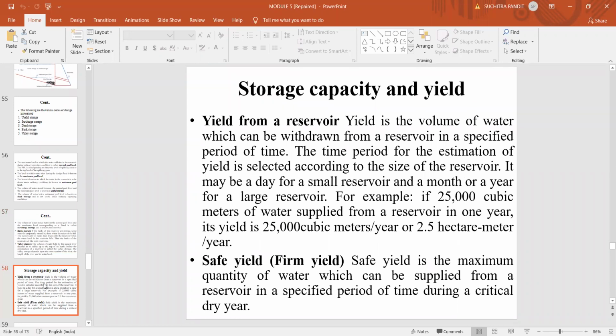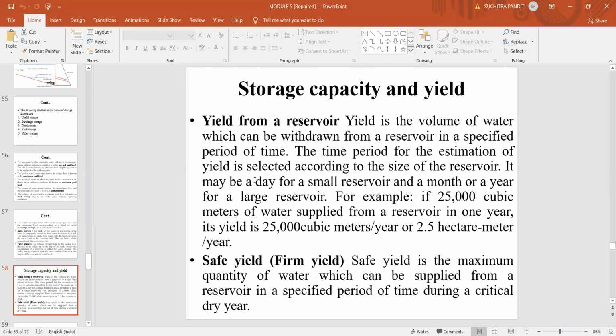Next, we shall discuss something about the storage capacity and yield. The storage capacity of a reservoir mainly depends on the stream which is contributing to the reservoir. That is, from the catchment, how much water is available to store. Based on it, you can decide the storage capacity of a reservoir.